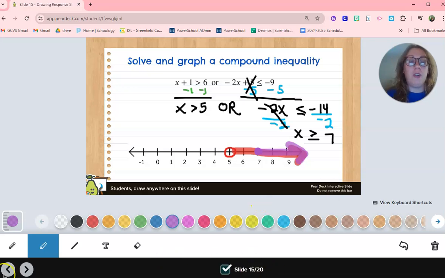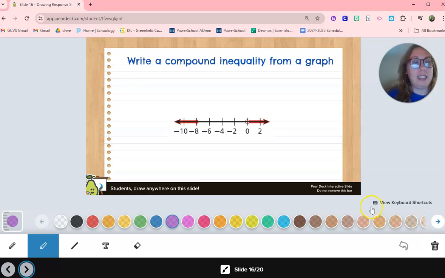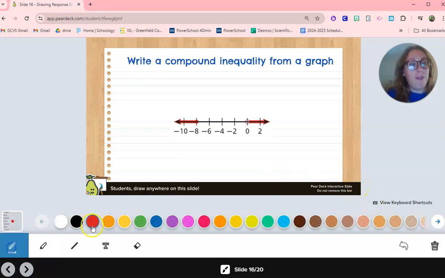About 4 or so more here. Push ahead to slide 16. And this asks us to write a compound inequality from the graph. Notice we have the arrows going in opposite directions. So this doesn't always happen with an OR, but when we see that, this is going to be an example of an OR.